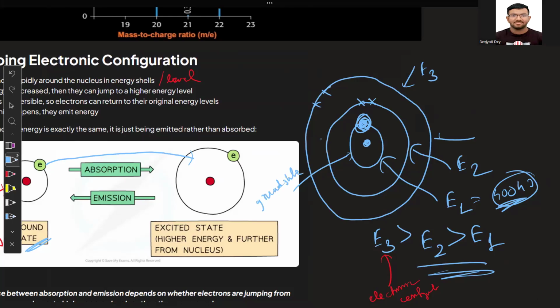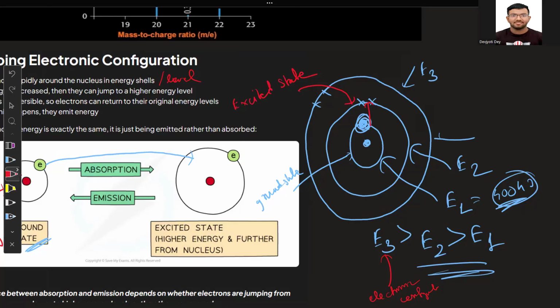The shell in which the electron that absorbs the energy is present is known as the ground state. Now it absorbs the energy and moves to a shell which has greater energy than its ground state. The shell which has a greater energy than the ground state, and where the electron goes due to the absorption of energy, is known as what? The excited state. Am I clear?